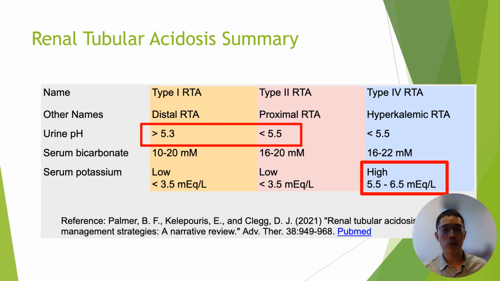Now, why does type 1 RTA have a lower bicarbonate level but a higher urine pH compared to type 2 RTAs? The reason for this is because proton secretion is impaired in distal or type 1 RTAs, but not in proximal or type 2 RTAs, which allows for the urine acidification to occur. There are actually some slight variations of these RTAs that can occur, but this high-level overview will be the extent to which you are responsible for this information right now.